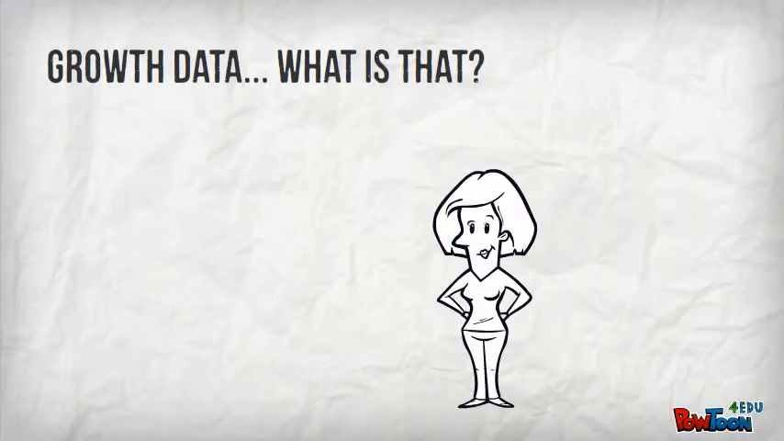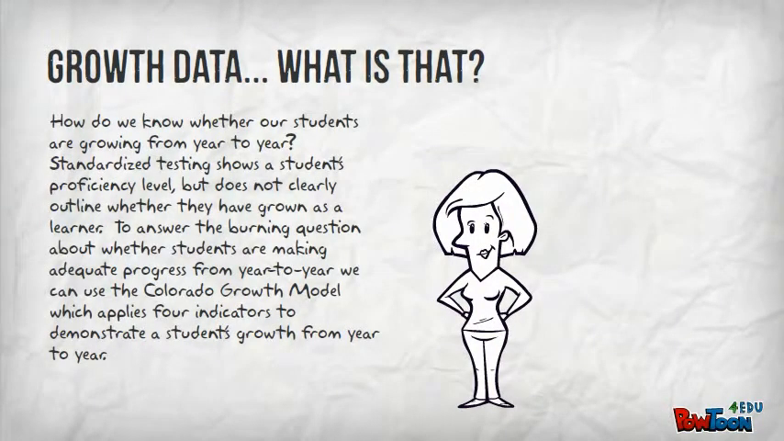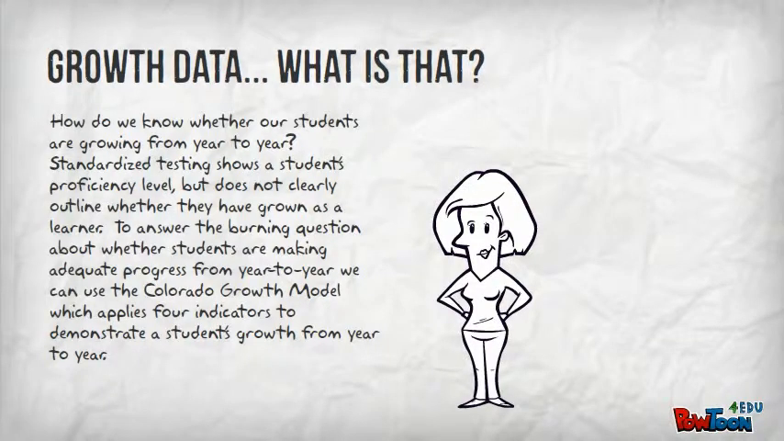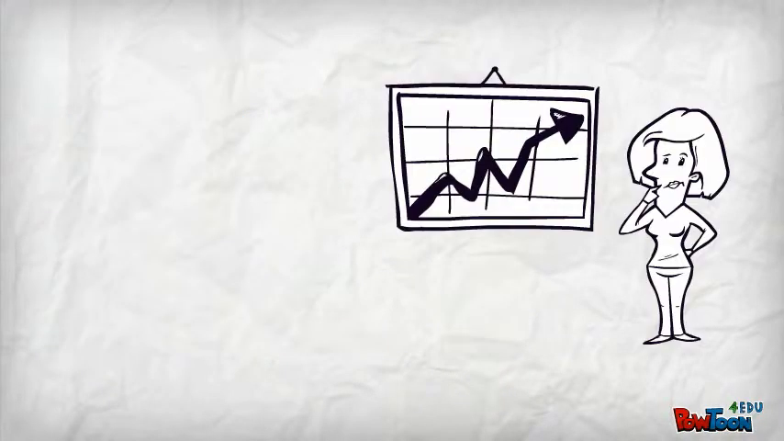Growth data is how we know whether our students are growing from year to year. Standardized testing shows a student's proficiency level, but it doesn't clearly outline whether they've grown as a learner. To answer the burning question about whether students are making adequate progress from year to year, we can use the Colorado Growth Model, which applies 4 indicators to demonstrate student growth.